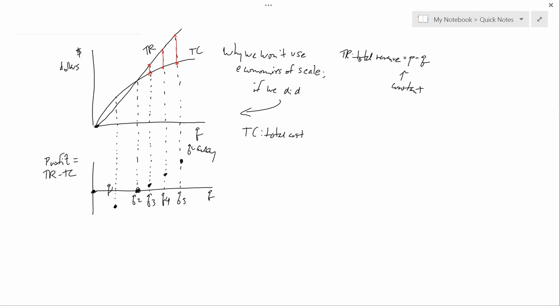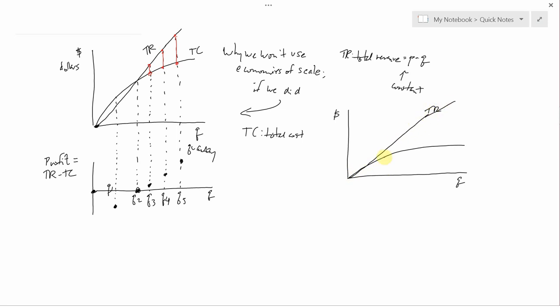So the question is, where does the firm want to go? The firm wants to pick the Q that maximizes profit. What Q will maximize profit? Well, if I draw an extended version of this graph, Q, dollars, total cost is going to look like this, total revenue like this.